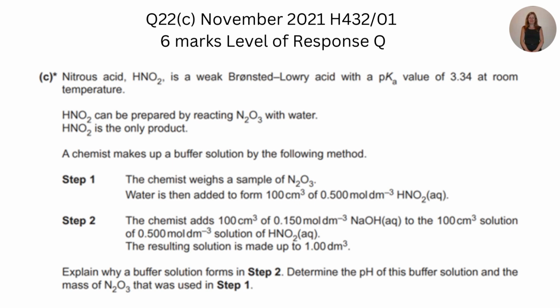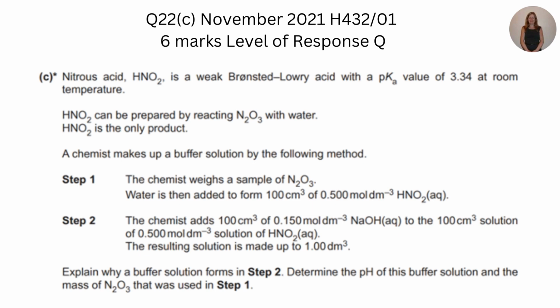If I was reading this question for the first time, I would be noting the following information, maybe underlining it or highlighting it. So, HNO2 is the weak acid. The pKa value is 3.34, so maybe we need to convert that to Ka shortly. The weak acid is made by reacting N2O3 with water, so we maybe need an equation for that later. But there's only one product formed in that reaction.